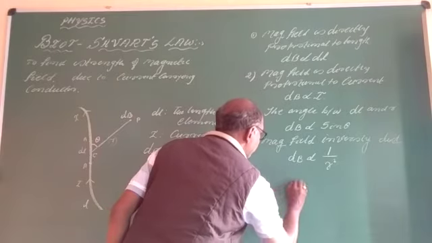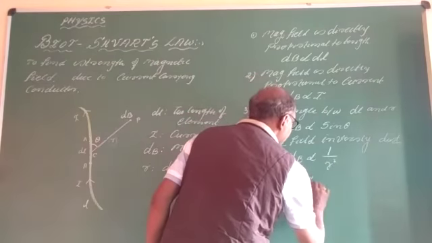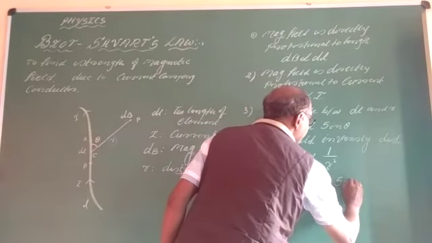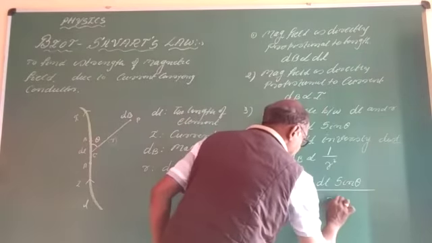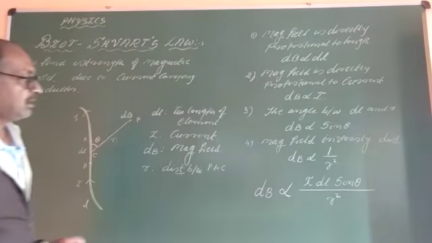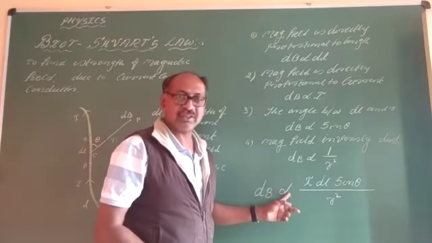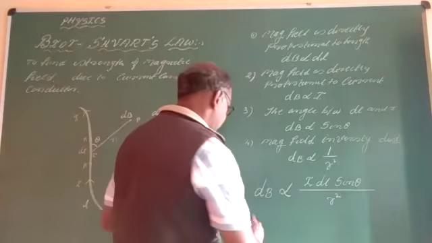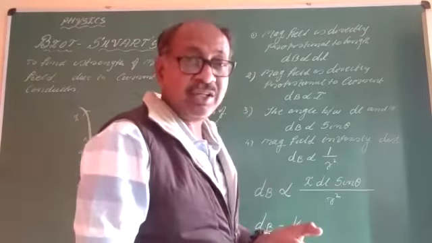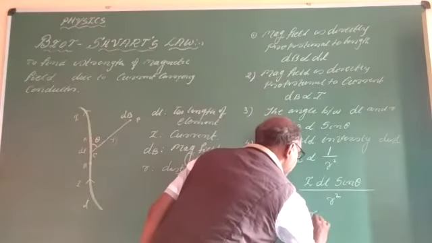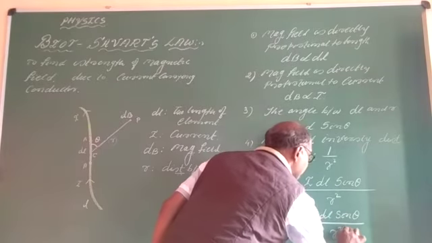Therefore, on combining, dB is proportional to I dl sine theta divided by R square. The proportionality sign is here. You remove this proportionality sign, then you get K, the proportionality constant. Therefore, dB is equal to K into I dl sine theta divided by R square.